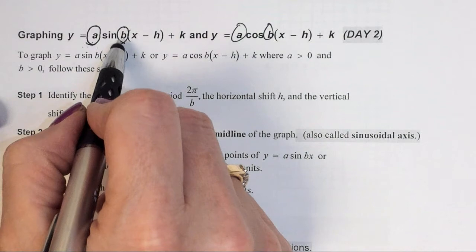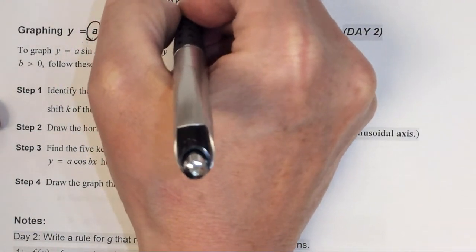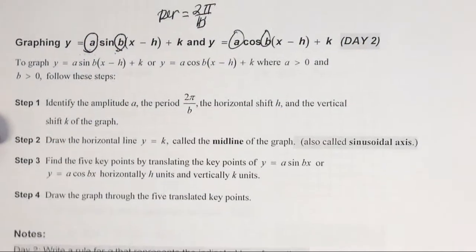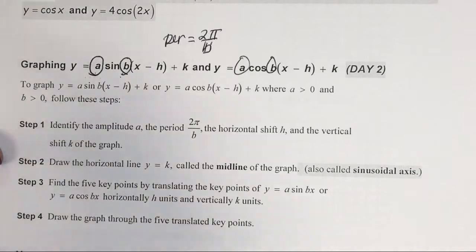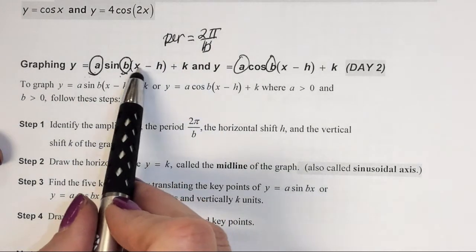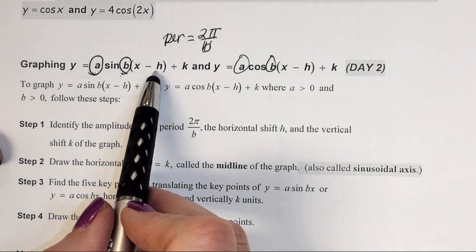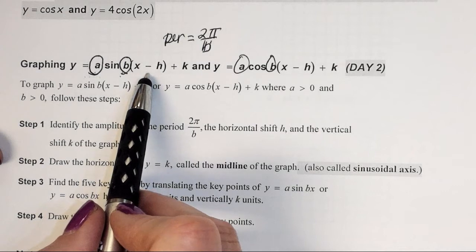We also talked about B. B affects the period. We talked about how the period is always going to be 2 pi divided by B. But we haven't talked about H and K yet. What happens if we have an X minus H? What kind of a shift? To the right H, right?